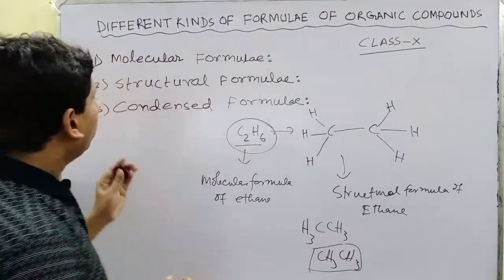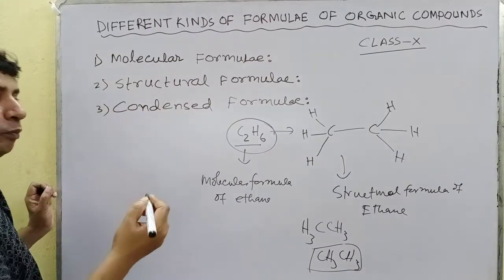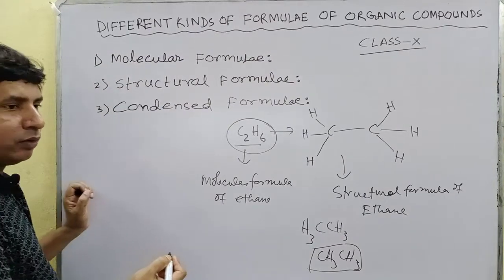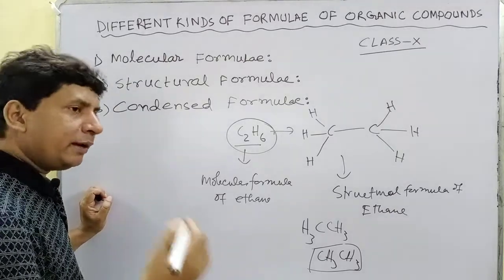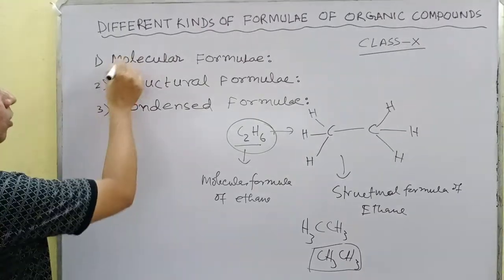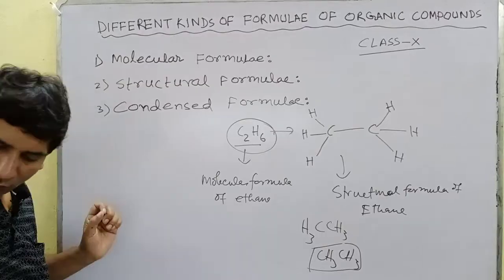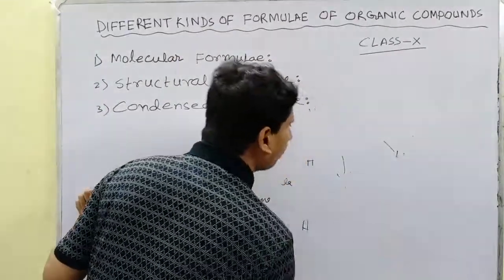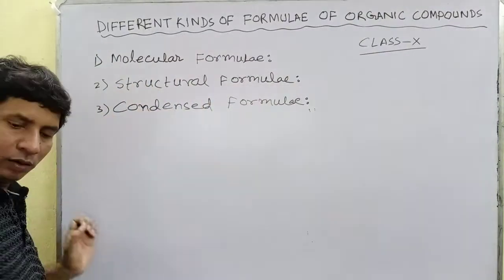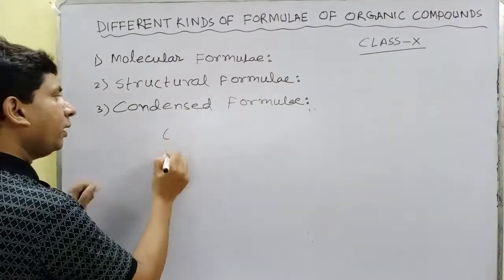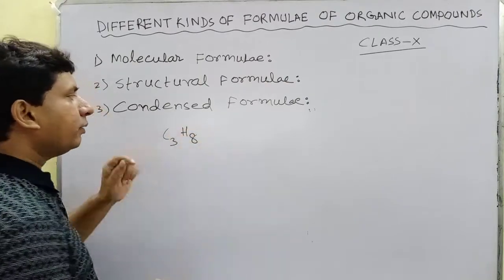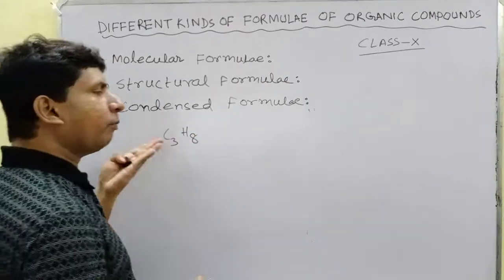Okay, now propane. Propane contains 3 carbons and 8 hydrogens. So what will be the molecular formula of propane? That means C3H8. This is the molecular formula of propane.